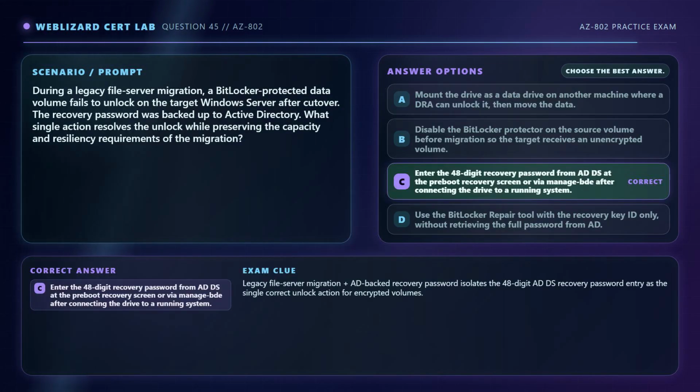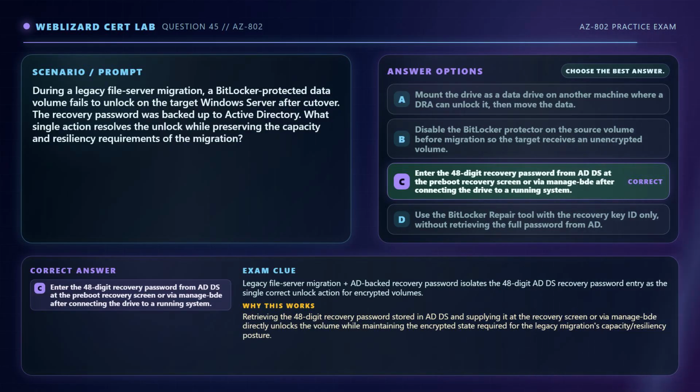The correct answer is C. Enter the 48-digit recovery password from ADDS at the pre-boot recovery screen or via manage-bde after connecting the drive to a running system. Retrieving the 48-digit recovery password stored in ADDS and supplying it at the recovery screen or via manage-bde directly unlocks the volume, while maintaining the encrypted state required for the legacy migration's capacity and resiliency posture.